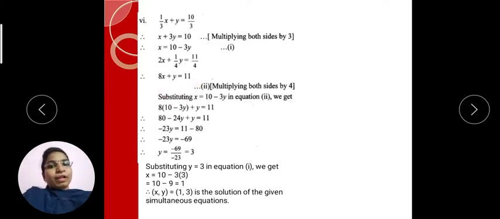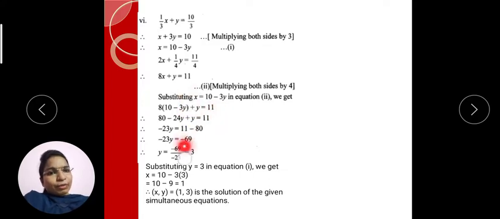Now after multiplying both sides by 4, we have two simple equations. One, after isolation, x is equal to 10 minus 3y. Now this x is equal to 10 minus 3y, you have to substitute in equation second, that is 8x plus y is equal to 11. Now what is x? x is 10 minus 3y. Just concentrate here. We have to substitute this value in this. So at x is 10 minus 3y, plus y is equal to 11.